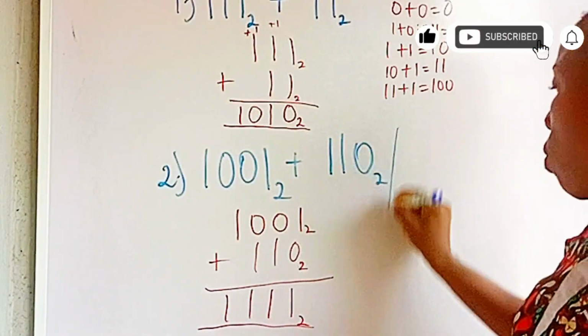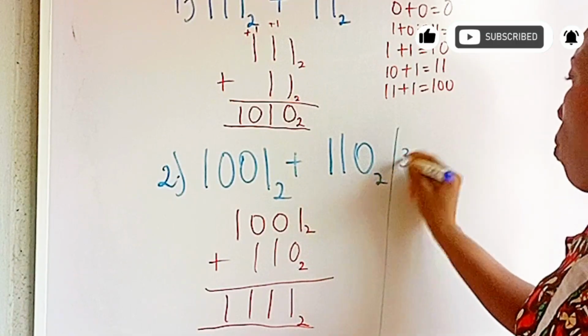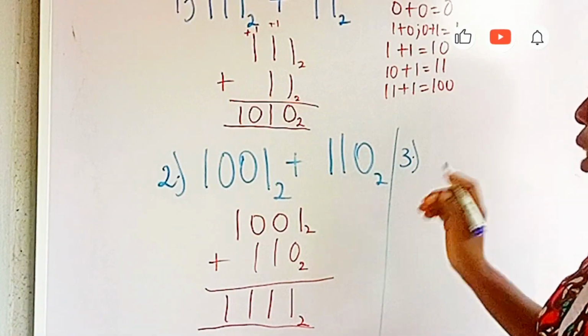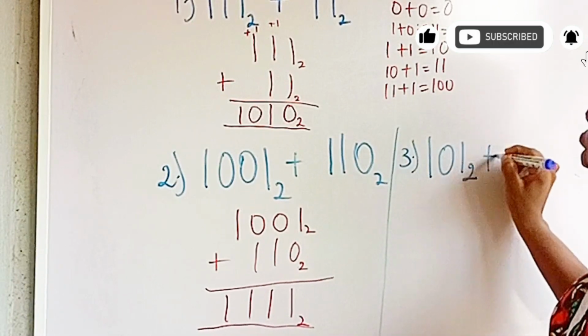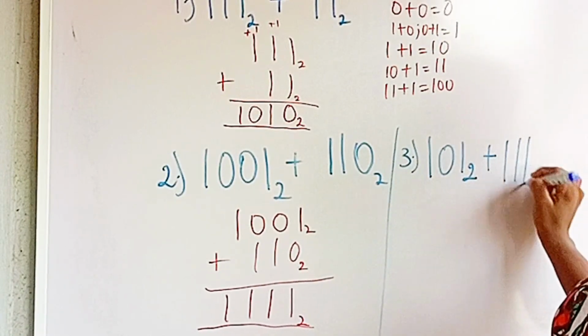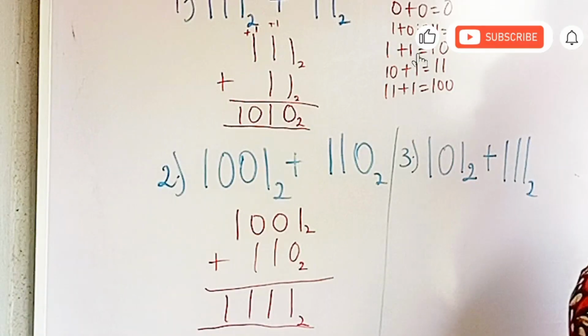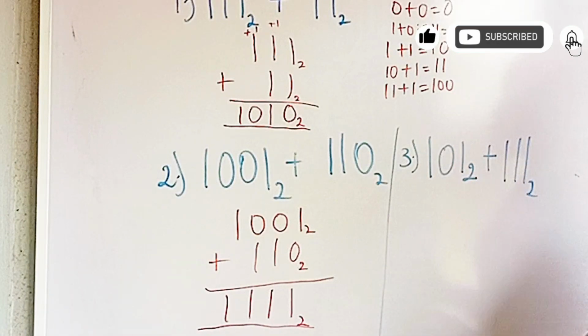Now you try this for me. That should be number 3. 101 in base 2 plus 111 in base 2. Alright, and put your answer in the comment section.